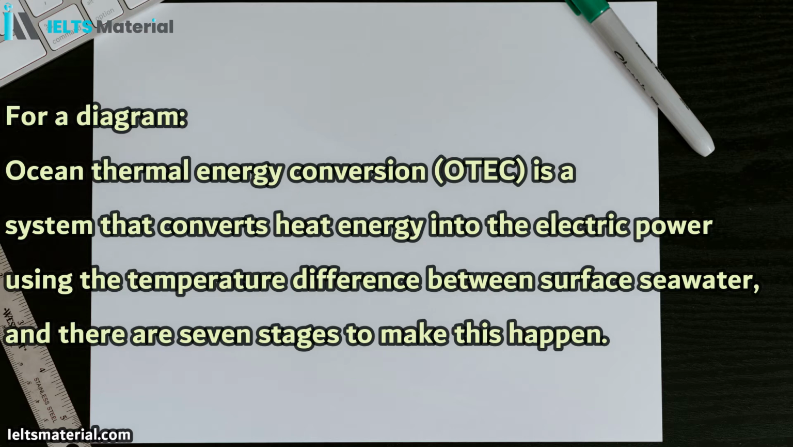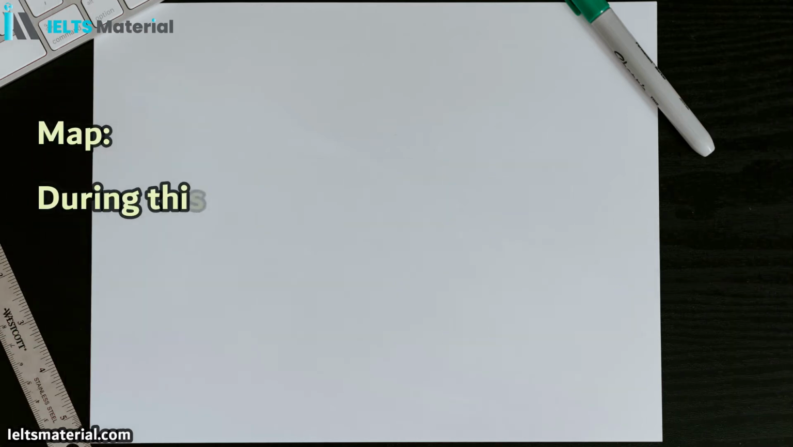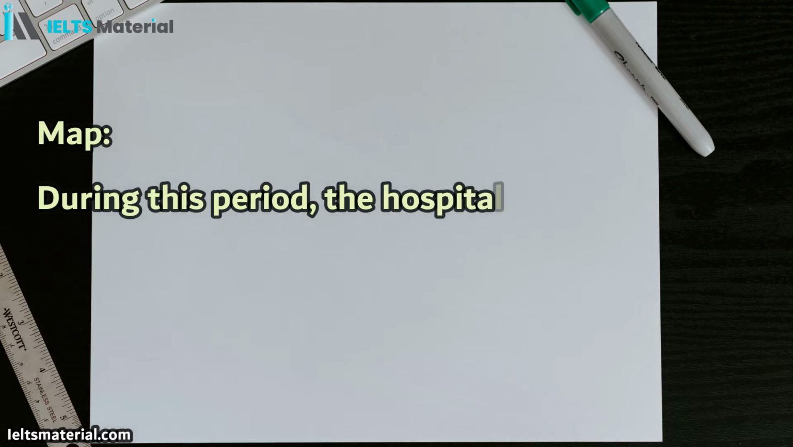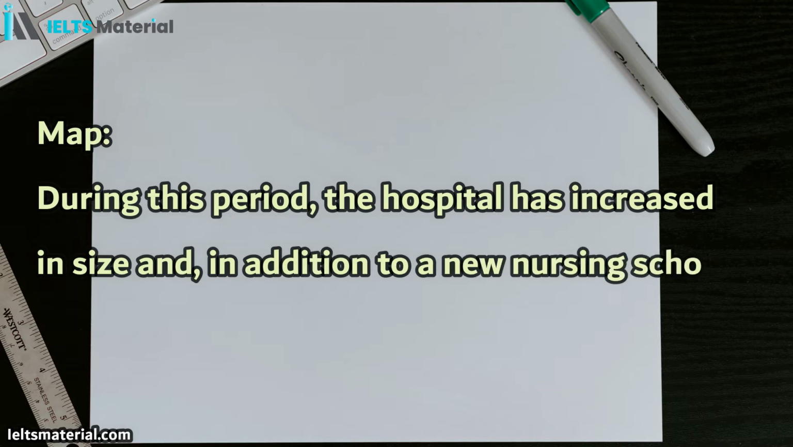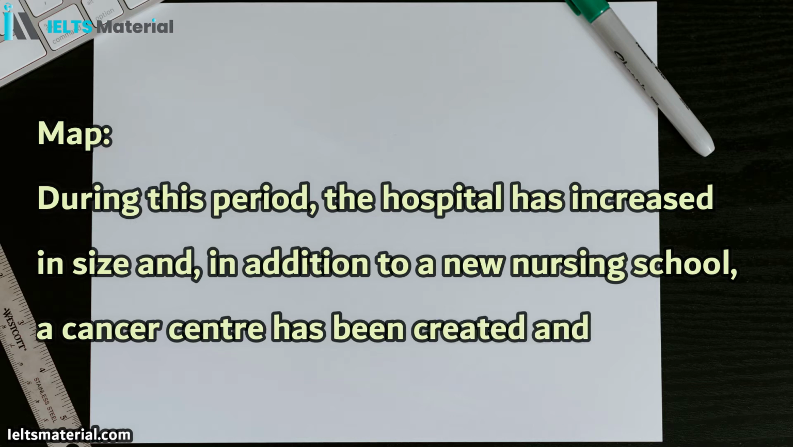A map overview is also quite different because you'll be comparing maps at different times. So here's a common example. During this period, the hospital has increased in size and, in addition to a new nursing school, a cancer center has been created and extended. So from this, you'll go into more detail of what's happening between the different maps. But again, the overview is what's the main point happening in the information that IELTS gives you.